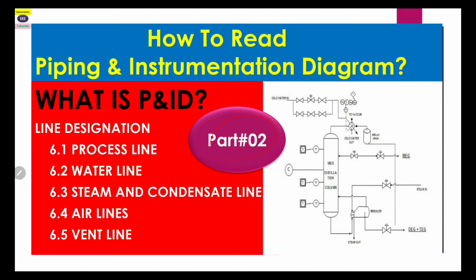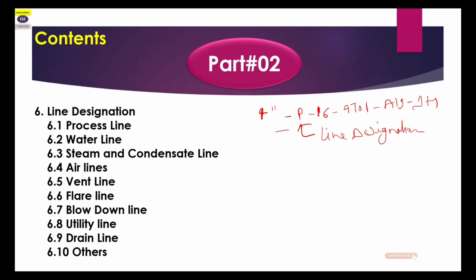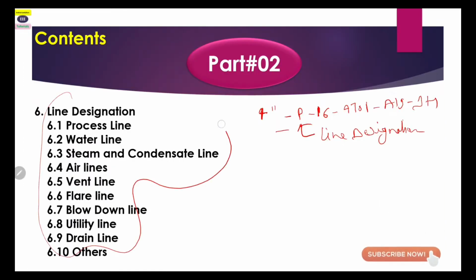So we have covered the first part of this piping and instrumentation diagram. Some basic parts we have covered in the first part, but this is the second part, and if you have not gone through the first part, then please go to the YouTube channel and watch part one. So in part 2, we will see some basic line designations which are generally used in process or chemical industries.